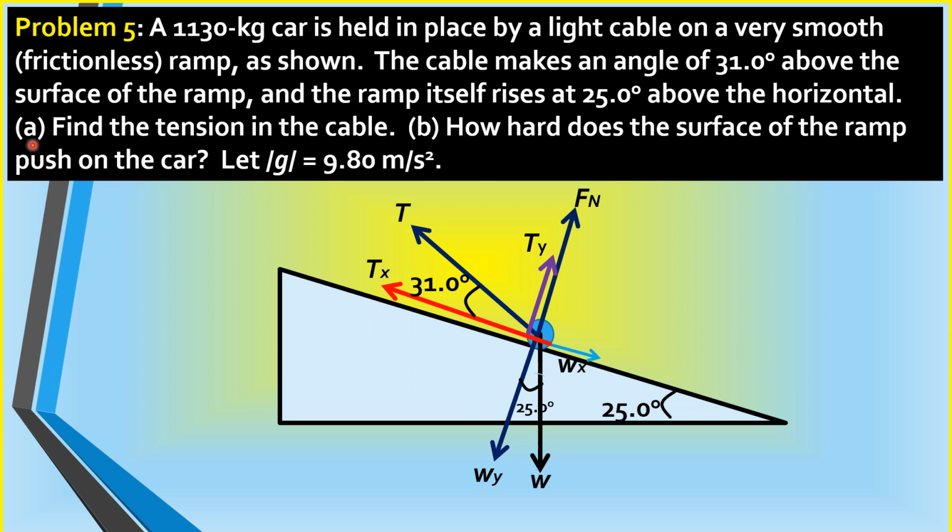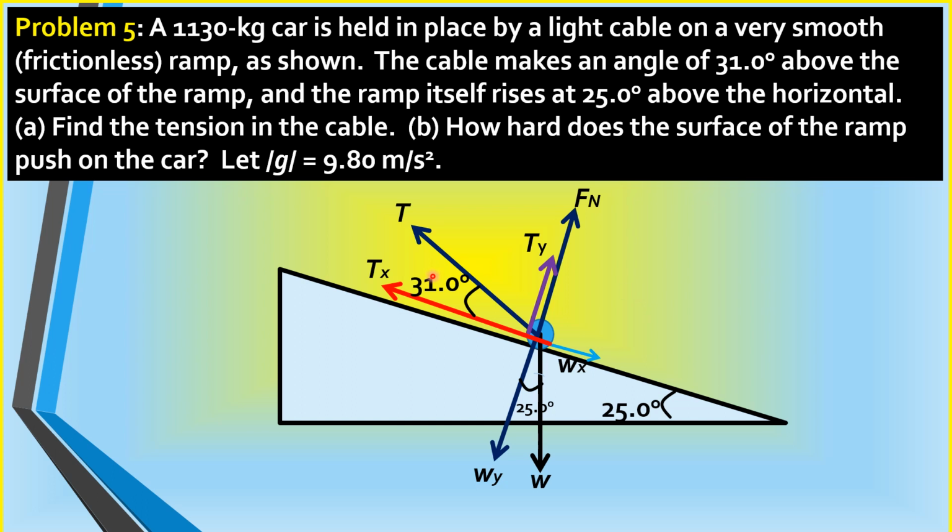Question letter A. Find the tension in the cable. And letter B. How hard does the surface of the ramp push on the car? Let the magnitude of acceleration due to gravity be equal to 9.80 meter per second squared. Alright, so examining our diagram, we already have the forces identified.